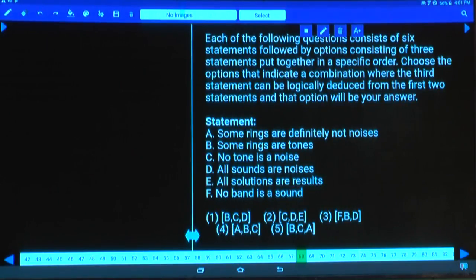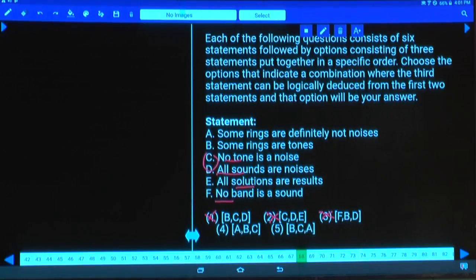And 68. Now in this question number 68, B, C and D. D is the conclusion, an affirmative conclusion, and C is a negative statement, hence choice 1 is ruled out, because an affirmative conclusion cannot be drawn from a negative statement. C, D and E: C is negative and E is affirmative. Affirmative conclusion cannot be drawn, so choice 2 is also ruled out. Then choice 3, F, B and D. F is a negative statement, D is all. Affirmative conclusion cannot be drawn from a negative statement, this is also ruled out.